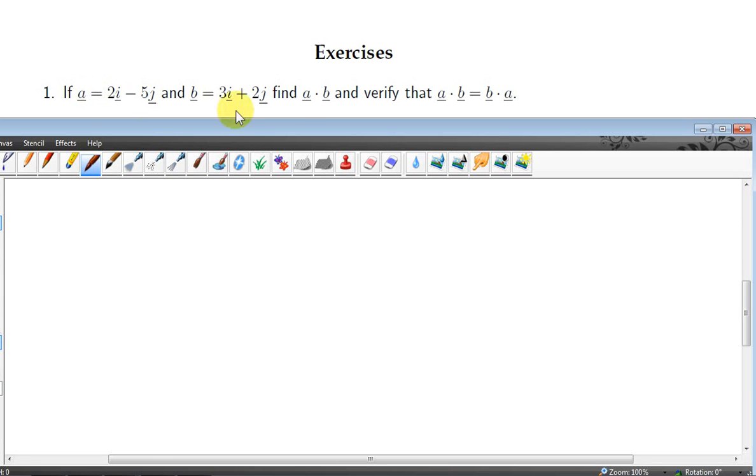Here we have two vectors a and b. We want to get a dot b. Well, we just multiply the i components together, 2 times 3, and then the j components together, minus 5 by plus 2. So we get 6 minus 10, which is minus 4.